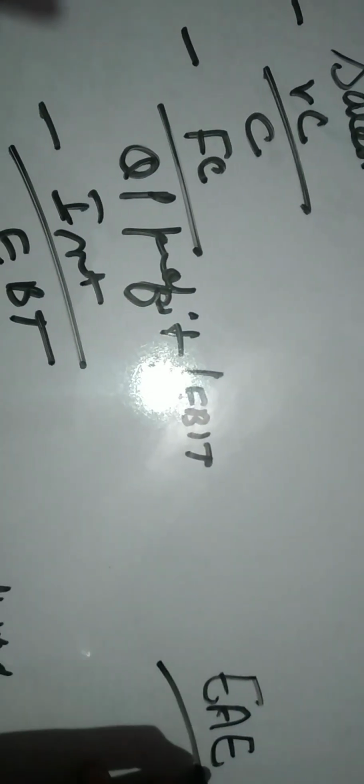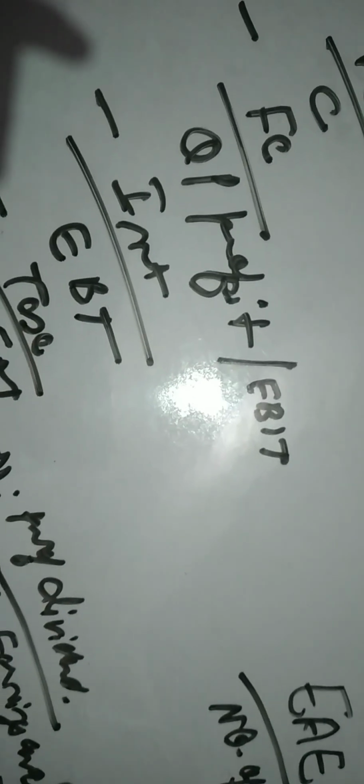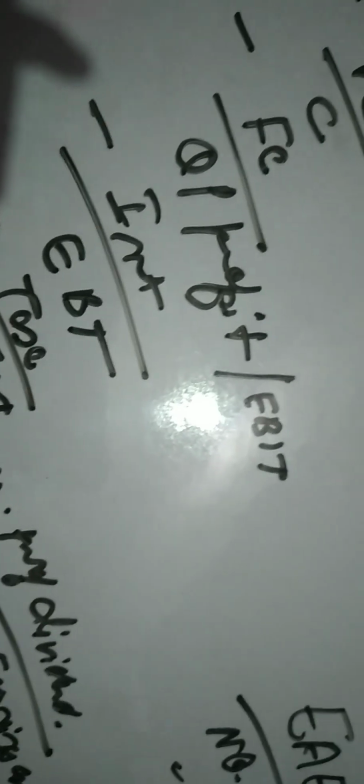Then we divide this earnings available to equity shareholders by the number of equity shares and we get earning per share. Okay.